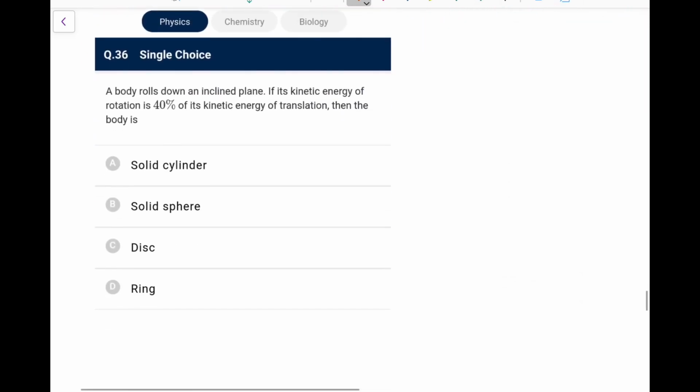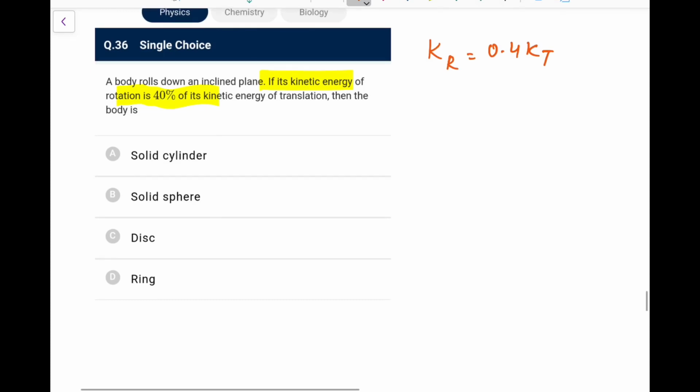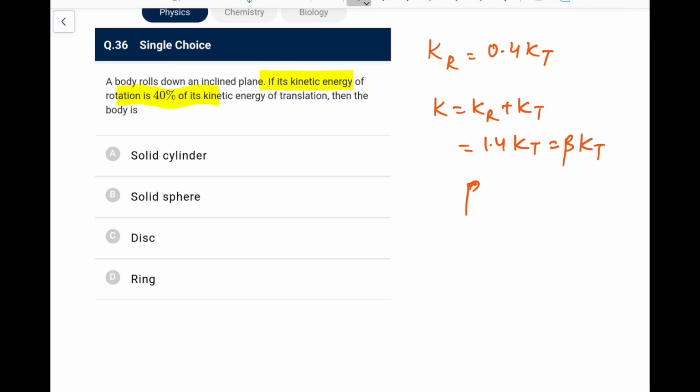Next, 36. A body rolls down an inclined plane. If its kinetic energy of rotation is 40% of its kinetic energy of translation, then the body is okay. So what we have, Kr is 40%, that is 0.4 times the Kt. Total kinetic energy is Kr plus Kt. So that comes out as 1.4 of Kt. That means we simply write it as beta times Kt. So that beta factor is 1.4.